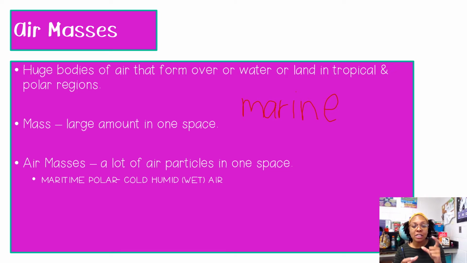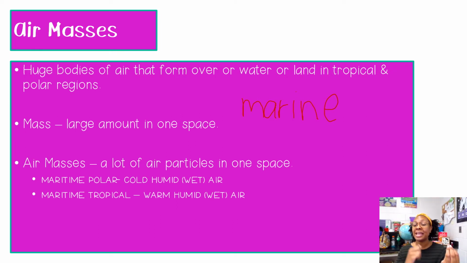So maritime is water. So maritime polar, we have maritime, which means water. Then we have polar. We know that polar is cold. So that air that is going to be in a maritime polar air mass, it's going to be cold and humid. Remember, humidity means just that moisture that is in the air. So it's going to be cold and humid. Then we also have maritime tropical. So we know that it's going to be in the water, but instead of it being cold, it's going to be what? Hot, warm. So maritime tropical air mass is going to be warm and humid.